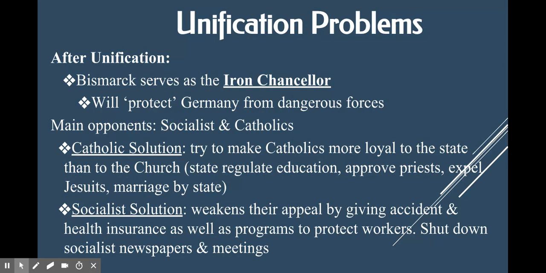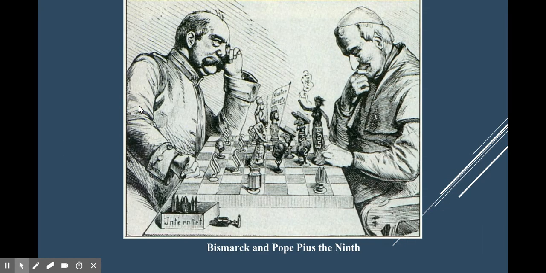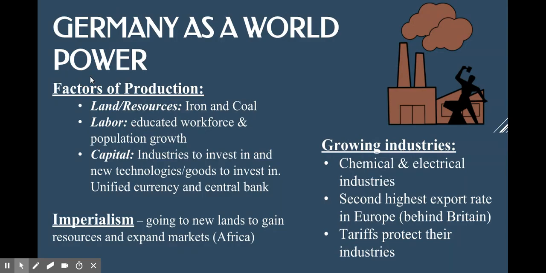And then for his socialist solution, what he did is he weakened socialist appeal. Remember, socialists want to create more equality between the social classes. He does this essentially by instituting socialist programs. And so people will turn to the state rather than the socialists because they are providing some of those things that socialists would want. He also shuts down socialist newspapers and meetings. Okay, so it really was diplomacy between Germany and the Catholic Church.